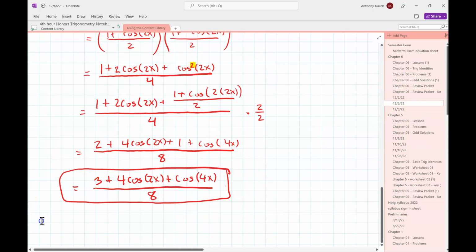Yes. Could you hypothetically stop at the part where it's 1 plus 2 plus whatever, all over 4, before you multiply 2 over 2? Like, there's no power over 1. I mean, yeah, I guess so, but who wants to leave it when you have easy simplification left to do? No, 100%. But yes, technically you've met the criteria of the directions.